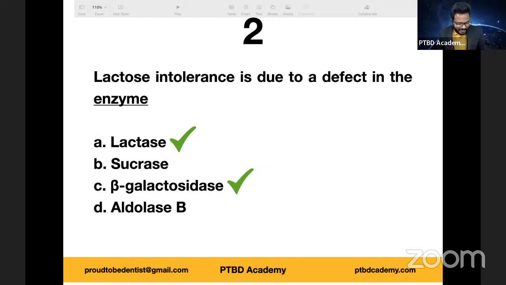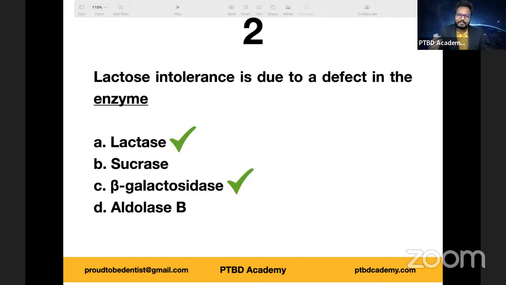Very good. So lactose intolerance is the most common disorder of carbohydrate digestion in humans, which is due to a defect in the enzyme lactase or beta galactosidase, which is present in the small intestine brush border, lining the villi. In fact, several studies indicate that more than 50%, even more than 60% of the adult population have lactose intolerance. But they can consume lactose containing products without much of the symptoms.